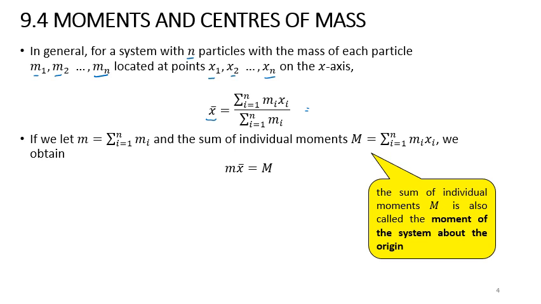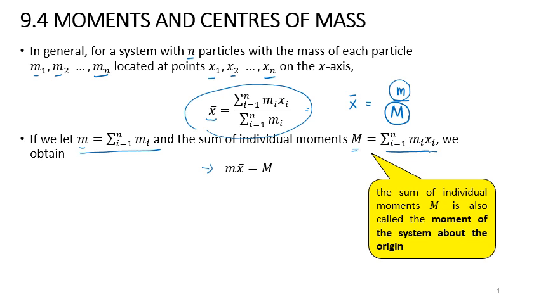Now let's let little m be the summation of the masses, and capital M be the summation of the moments. We can simplify this formula into this. Basically, if we put this and this, we get x bar equals capital M over little m, where little m is this and the capital M is this. Rewriting, we get m x bar equals capital M.